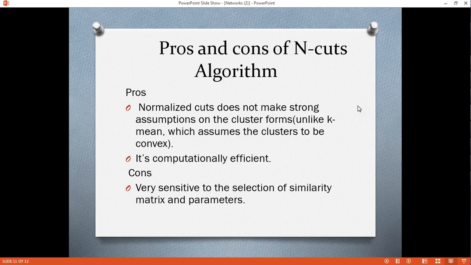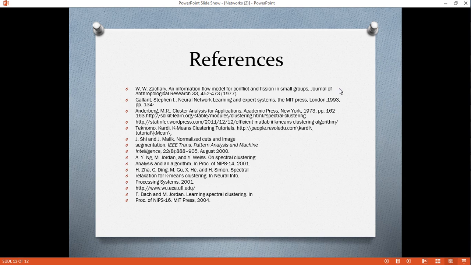The NCuts also has its pros and cons. It does not make strong assumptions, like k-means, where the assumption is that the clusters are convex, and it is computationally more efficient. The cons are that it is very sensitive to the selection of the similarity matrix and parameters.